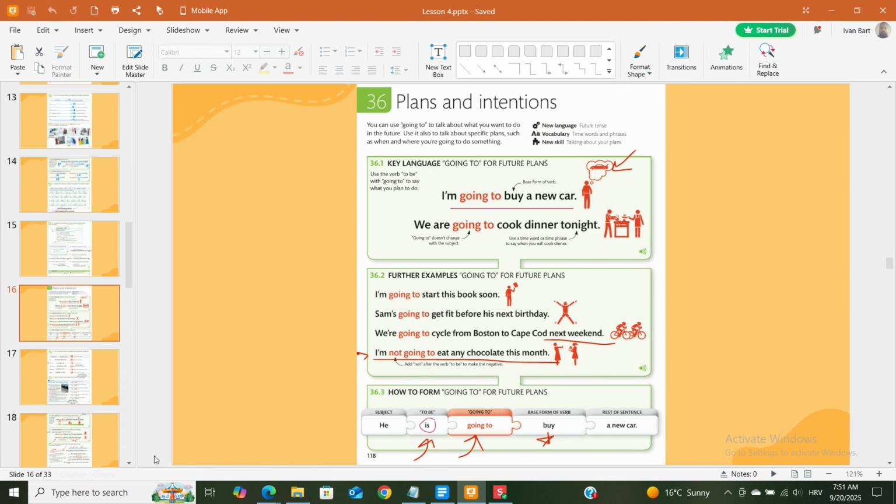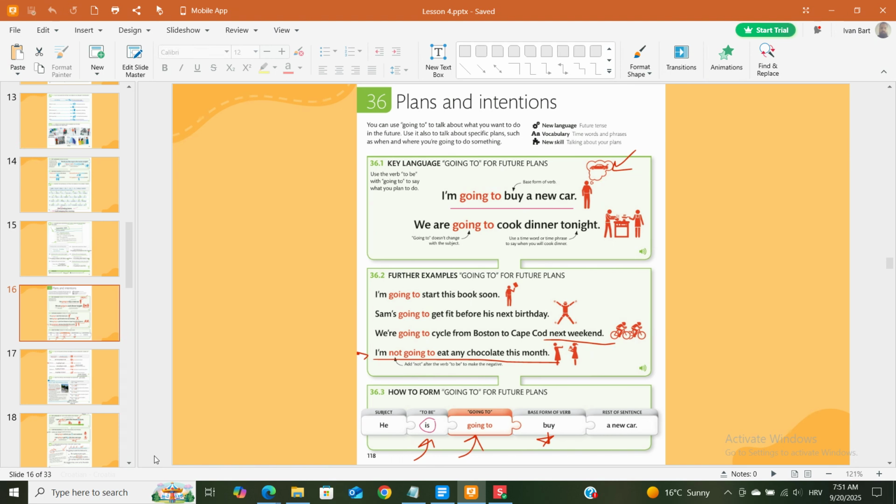36.2 Further examples: going to, for future plans. I'm going to start this book soon. Sam's going to get fit before his next birthday. We're going to cycle from Boston to Cape Cod next weekend. I'm not going to eat any chocolate this month. Add not after the verb to be to make the negative.